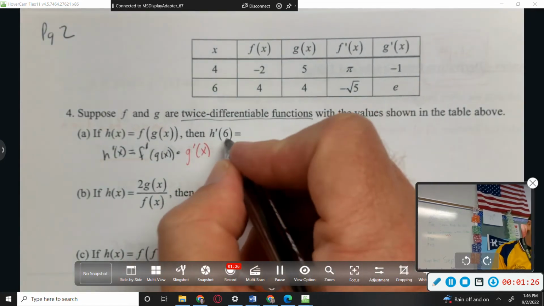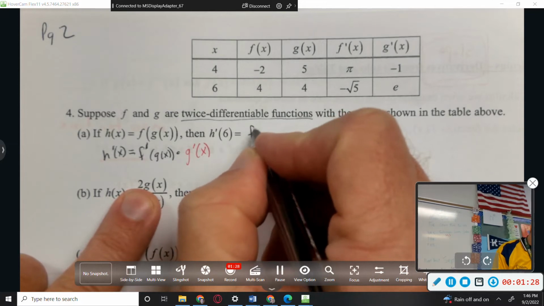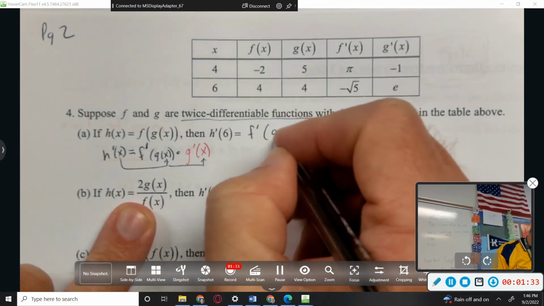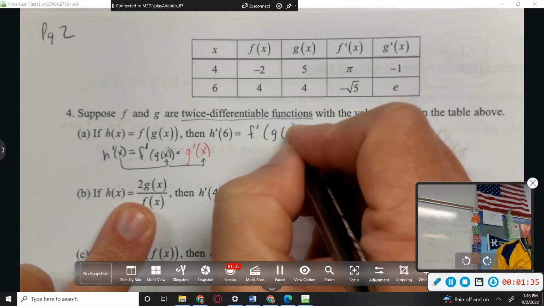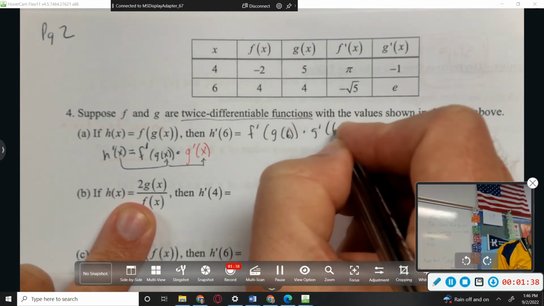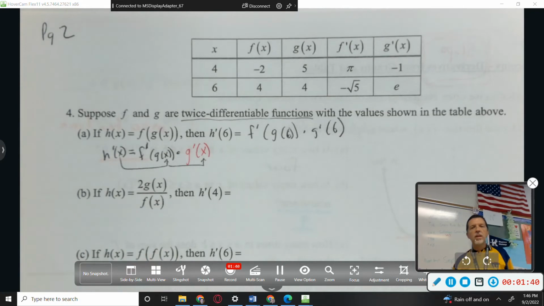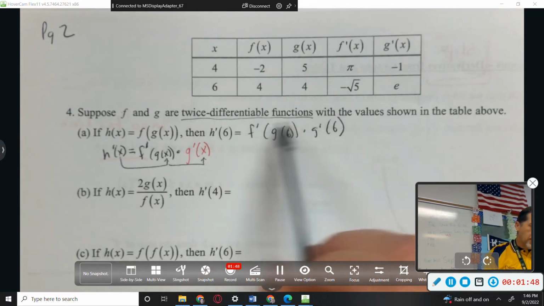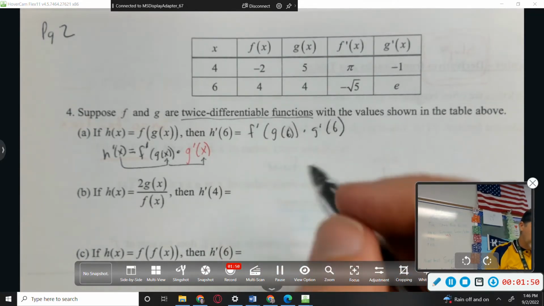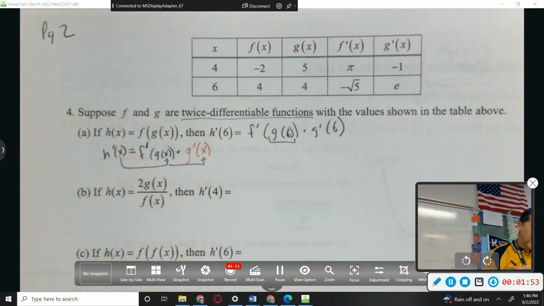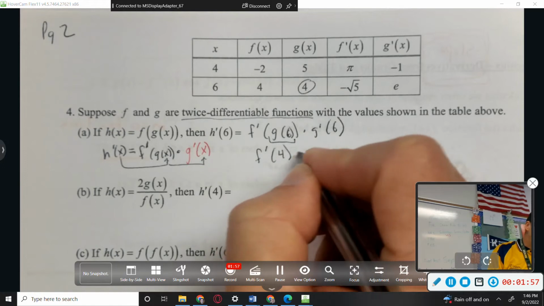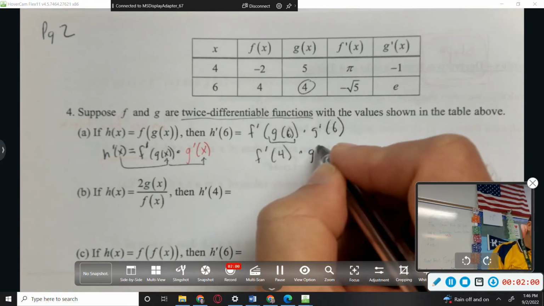All right, so h prime of 6 means wherever there's an x, go 6. F prime of g of 6 times g prime of 6. They did give me 2 rows on this one, so I got to be a little bit careful here. There's a lot of numbers in there. What's g of 6? 4. I don't know why I blanked on it. And then I'll use that 4 as the input to f prime.